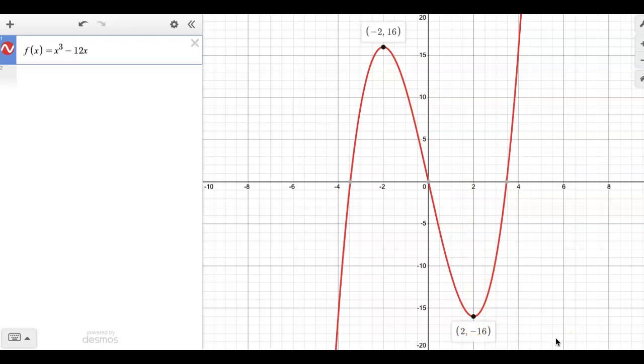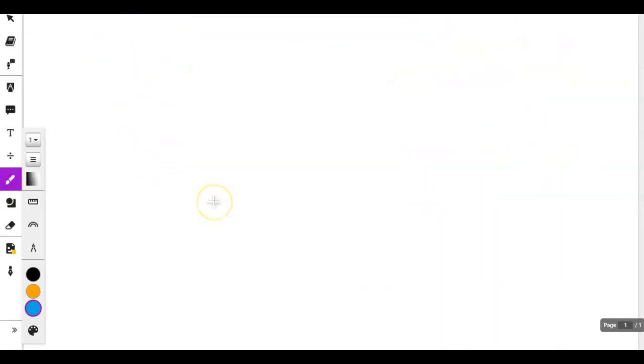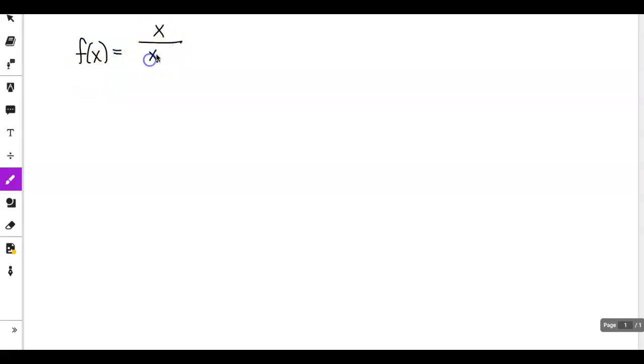All right, now, more importantly, because that one was pretty straightforward, here's the one that I want to show you that a lot of students have trouble with and even understanding it. So let's do the same thing with f of x equals x over (x minus 3) squared, okay?